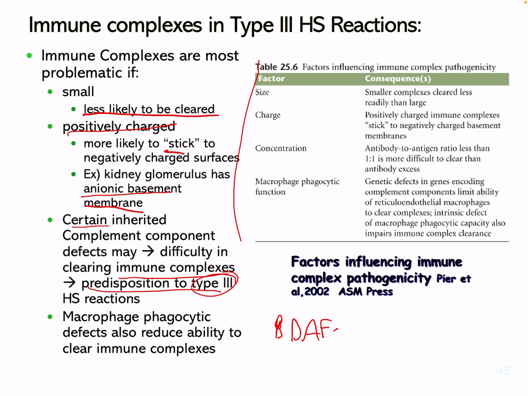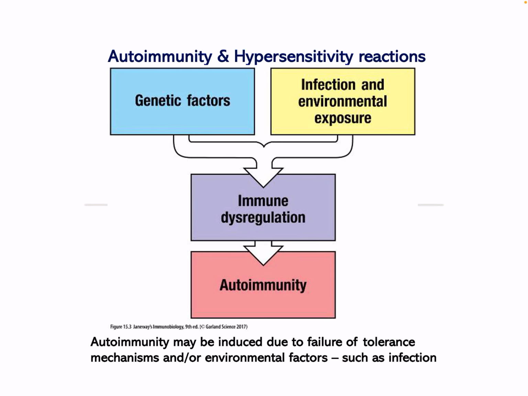So again, here, to essentially summarize: we have genetic defects in our complement components or our macrophages, and our antibody to antigen ratio is too low. Again, positively charged immune complexes are more problematic, and for size, smaller is worse. So again, autoimmunity may be induced due to the failure of tolerance mechanisms and/or environmental factors, such as infection. So we'll get into that now.